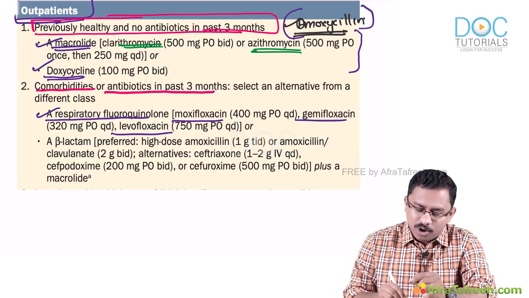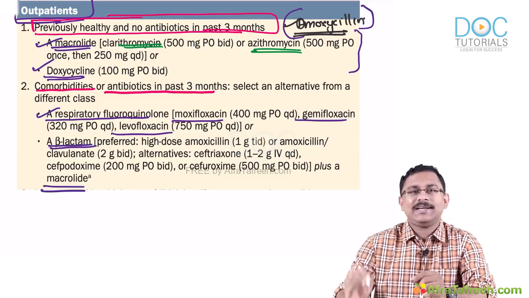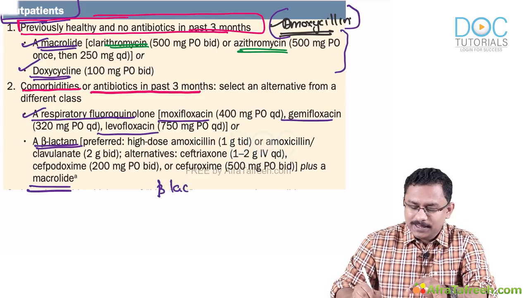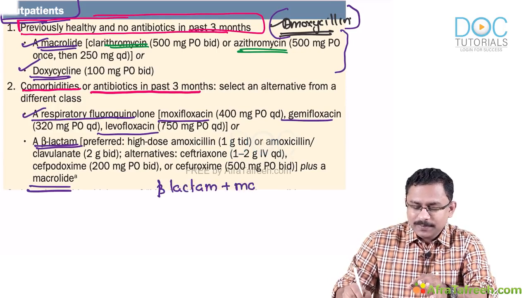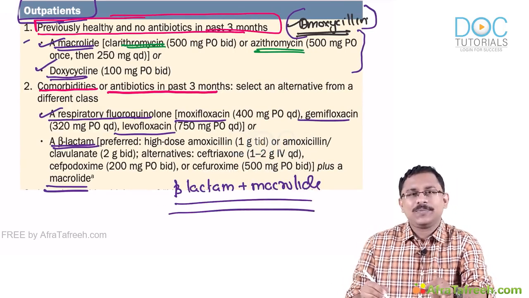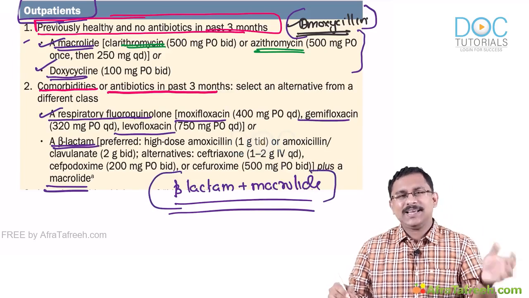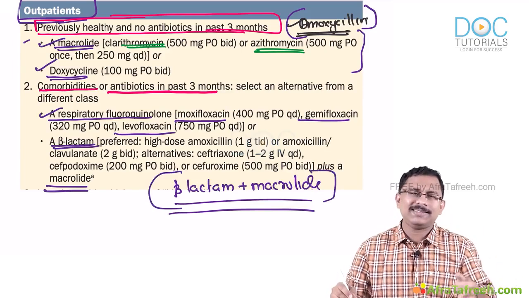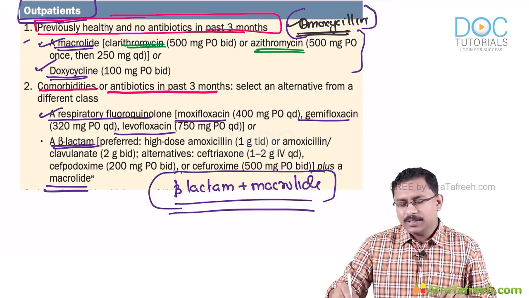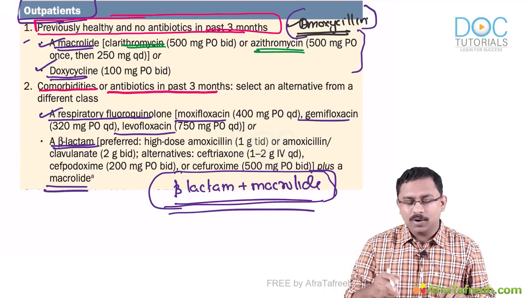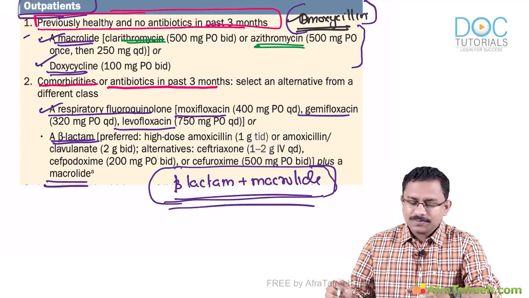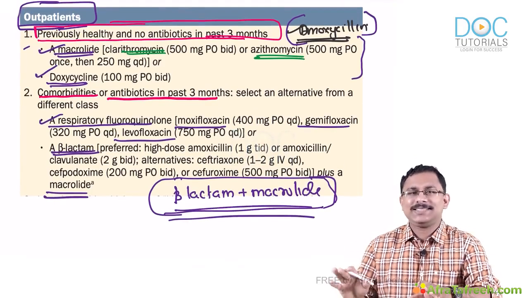Or you can go for a combination of a beta-lactam plus macrolide. So you can go for a respiratory fluoroquinolone or a beta-lactam plus macrolide, which means macrolide alone won't be enough. Here you can go for macrolide alone. But here, since he has received some antibiotics or has some comorbidities, I'm expecting that there might be some resistance or maybe a more virulent organism. So either I will go for a beta-lactam plus macrolide or a respiratory fluoroquinolone. Clear? So that's about the outpatient based treatment.